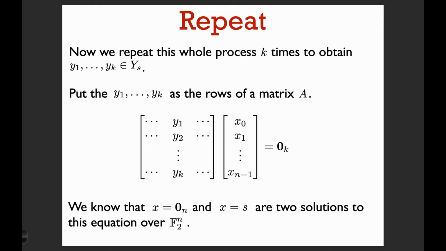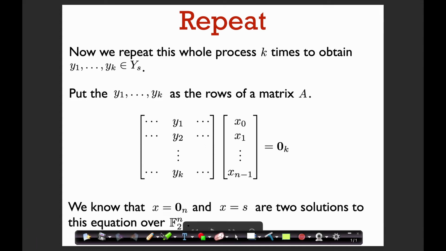Now we're just going to repeat this whole quantum algorithm k times. Again, we start from scratch, do the algorithm, measure, and we get some string y. Let's say we repeat that k times, and we get the strings y1 through yk. Now I'm going to put y1 through yk as the rows of a matrix. I'll call this matrix A. Now let's look at the linear equation Ax equals 0 mod 2, so over F2 to the n.